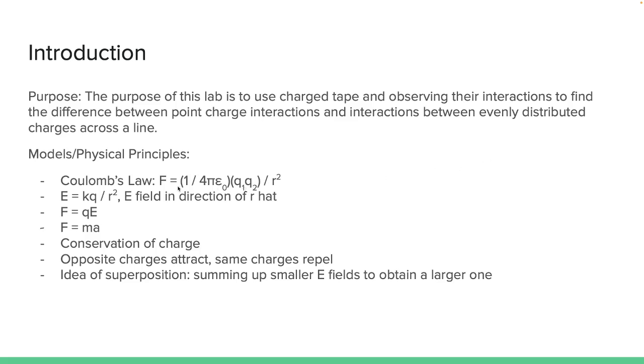The main physical principles and models are Coulomb's law, which is force is k times the two charges over r squared. There's also the electric field formula, which is kQ over r squared, and then force is equal to the charge times the electric field on the charge. We also have Newton's second law, which is force is mass times acceleration, and conservation of charge, so you can't lose or gain any charge in the system. And opposite charges attract and same charges repel.